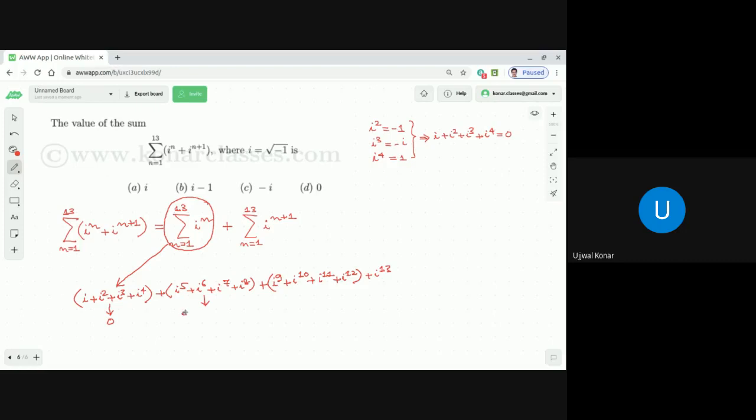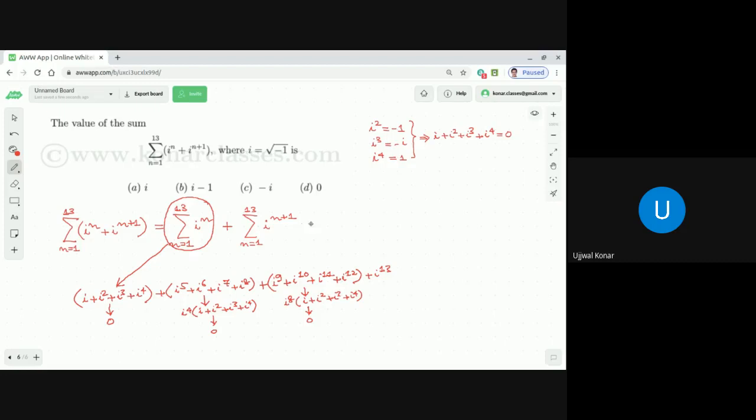How do you know? Because you can take i^4 common. If you take i^4 common, what will you get? i plus i square plus i cube plus i^4. That becomes 0. And here also you can take i^8 common, dear students. Then you will get i plus i square plus i cube plus i^4. So that is also 0. And i^13. So finally this value is actually i^13.